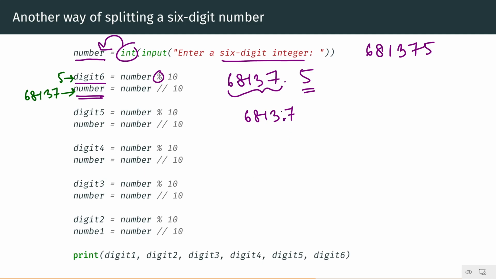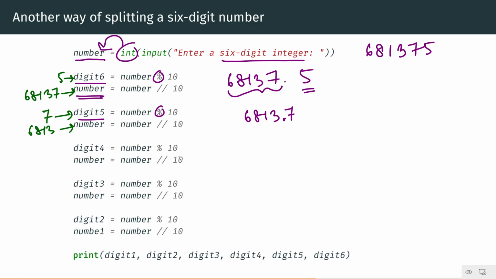7 is the remainder, right? You store that remainder into digit 5, right? So 7 is stored into digit 5, and the number is updated by dividing itself, right? So when you divide itself, you get the quotient, just the quotient, and you get 6813. So 6813, that's my new number, right?